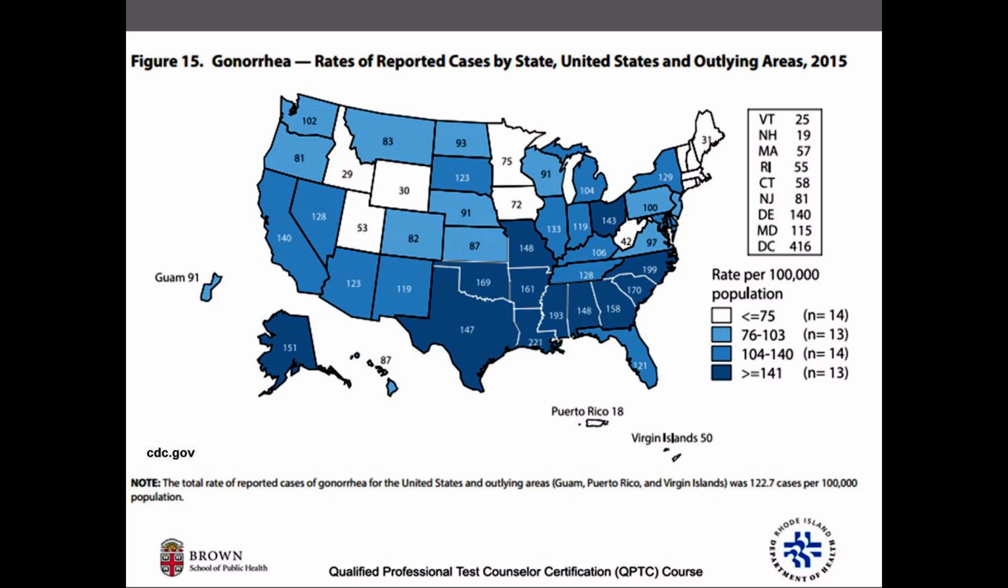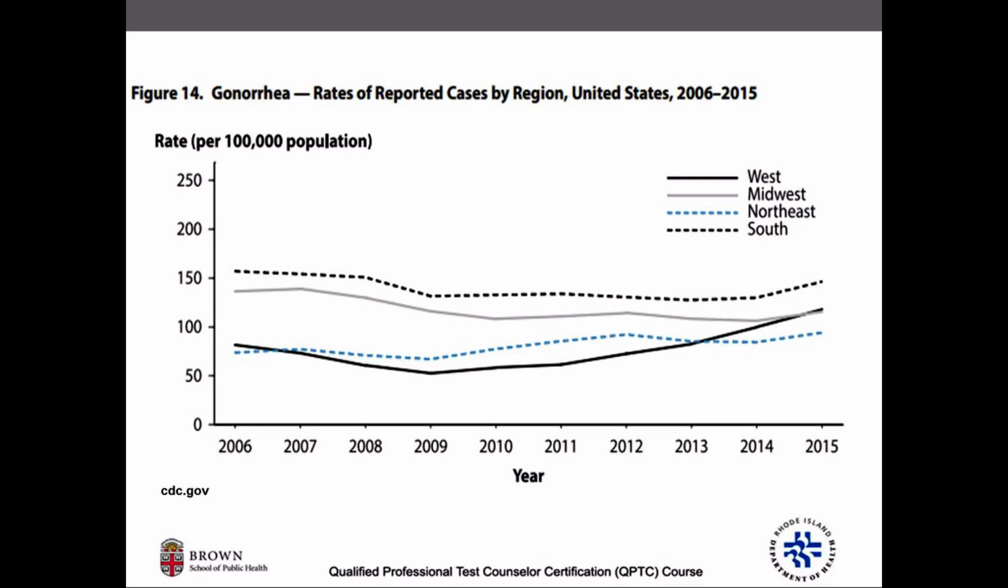Gonorrhea is most reported in the South. You can see by the dark blue on this slide. Again, this is another graph showing the different regions of the United States, demonstrating that gonorrhea is most common in the South and then second in the Midwest.